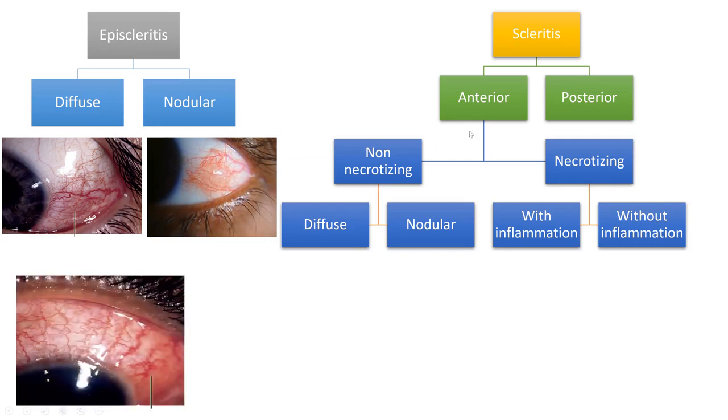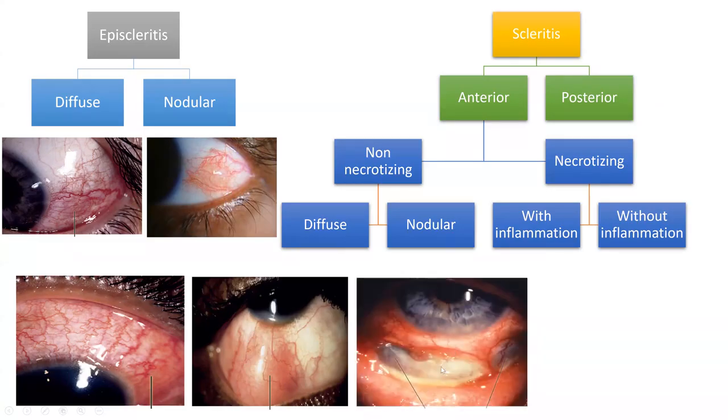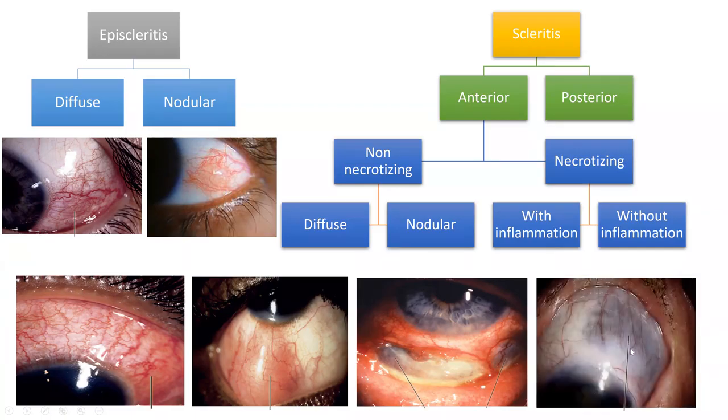And scleritis can be anterior or posterior. The anterior can be non-necrotizing or necrotizing. Non-necrotizing can be diffuse, you can see this is a diffuse scleritis. This is a nodular scleritis. This is a necrotizing scleritis with inflammation. And this is a necrotizing scleritis without inflammation.